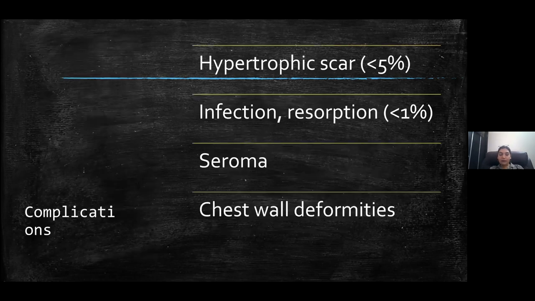What are the complications of rib harvest? Hypertrophic scar. During my training days, I have harvested the maximum number of ribs, and I've hardly encountered about 1 or 2 cases of keloid formation in almost 2 years. Infection and resorption are also very rare.